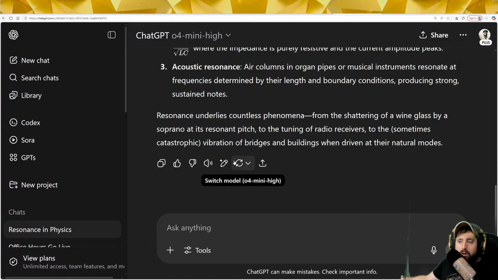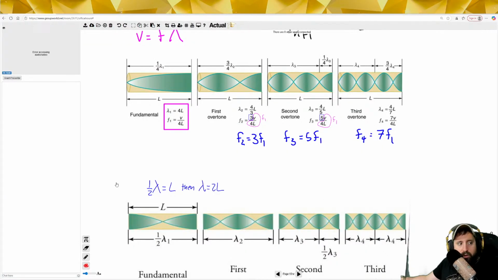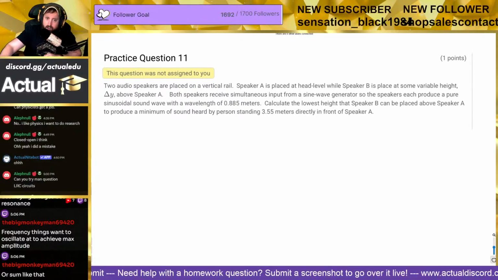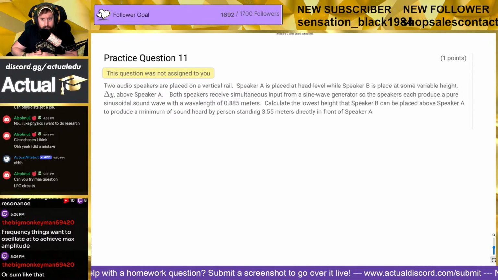Okay, let me do this one. Let me do Sib's question, and then I'll take a look at the LRC circuit one. That's probably a fun one. All right, let's see, Sib. Say two audio speakers are placed on a vertical rail. Speaker A is placed at head level, while speaker B is placed at some variable height, delta Y, above speaker A. Both speakers receive simultaneous inputs from a sine wave generator with a given wavelength. Calculate the lowest height B can be placed above A to produce a minimum sound heard by a person. Oh man, this is a geometry question.